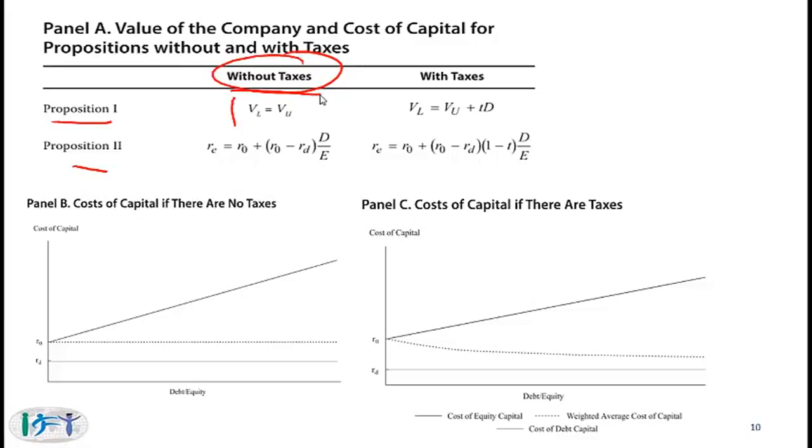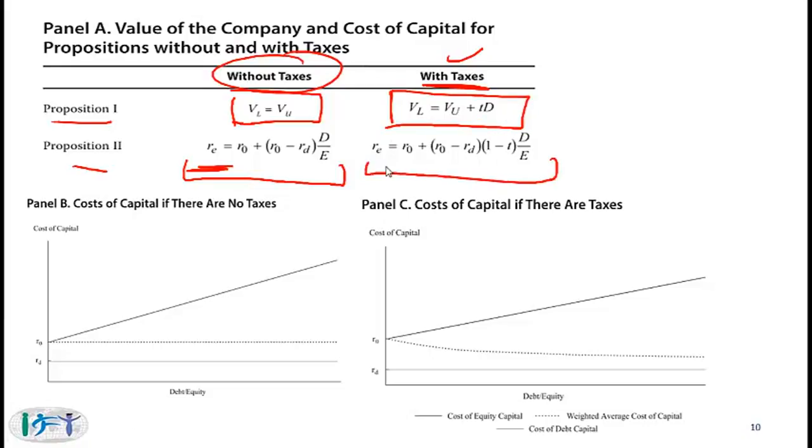Without taxes, we say that the value of a levered firm is equal to the value of an unlevered firm. In other words, you cannot change the value of a company simply by changing the capital structure. And then Proposition 2 without taxes is simply saying that cost of equity increases linearly as the debt to equity ratio increases. Then if we introduce taxes, Prop 1 says that the value of a levered firm is equal to the value of an unlevered firm plus T times D, and this is what the cost of equity becomes.